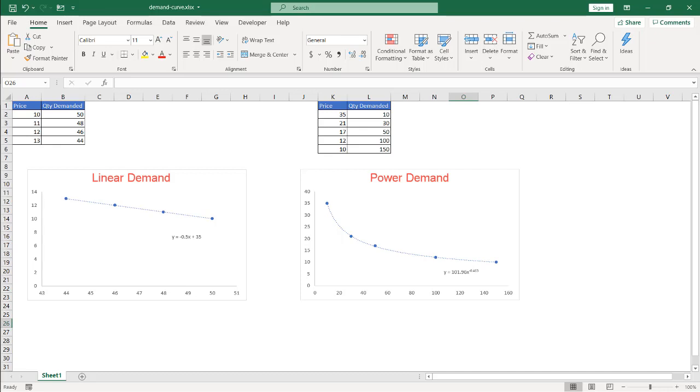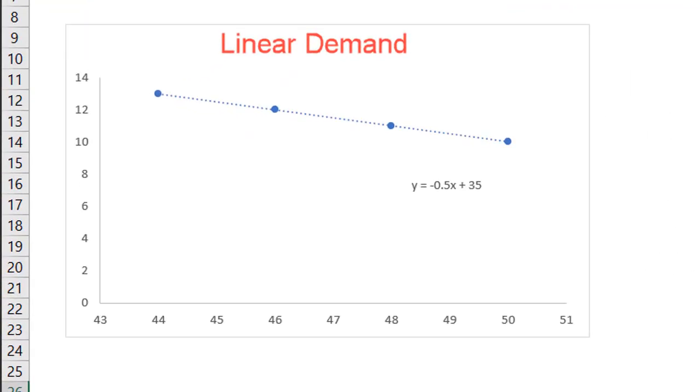Hi, in this video, I'm going to show you how to estimate demand with a demand curve. Now, a demand curve gives us an estimation for the relationship between price and the number of units that a customer would demand, or the units that we'd expect to sell. There are two common types of demand curves, a linear demand curve and a power demand curve.